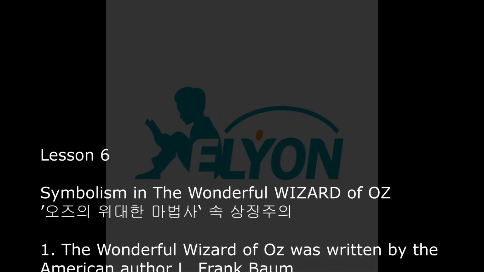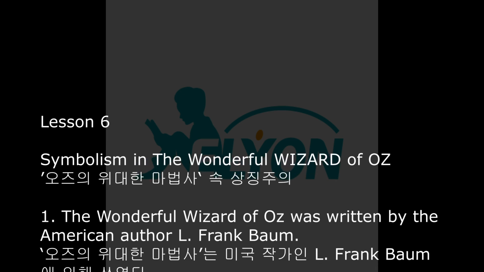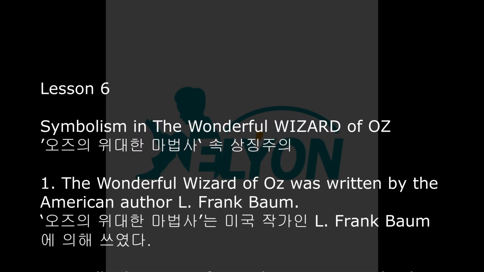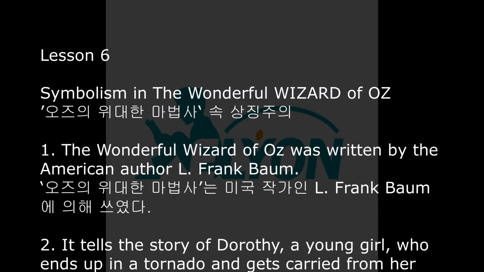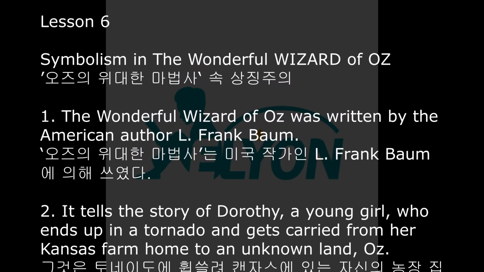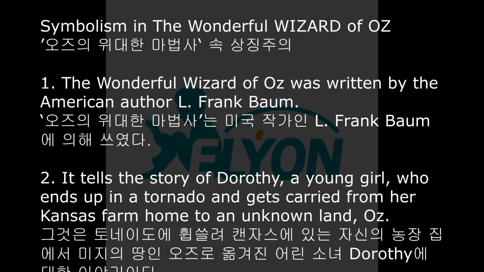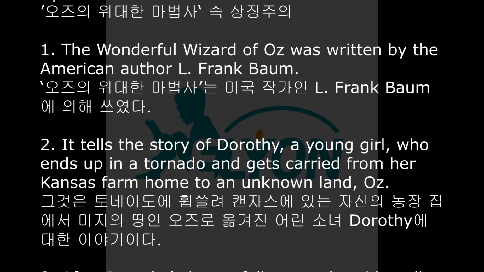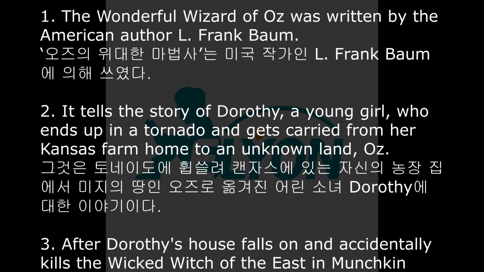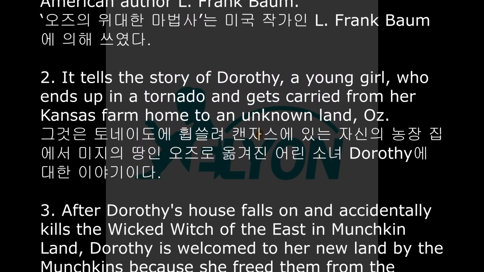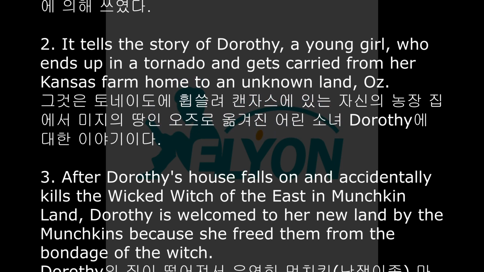Symbolism in The Wonderful Wizard of Oz. The Wonderful Wizard of Oz was written by the American author L. Frank Baum. It tells the story of Dorothy, a young girl who ends up in a tornado and gets carried from her Kansas farm home to an unknown land, Oz.